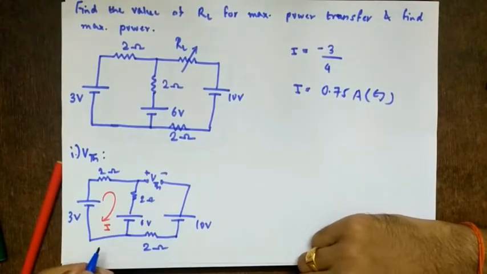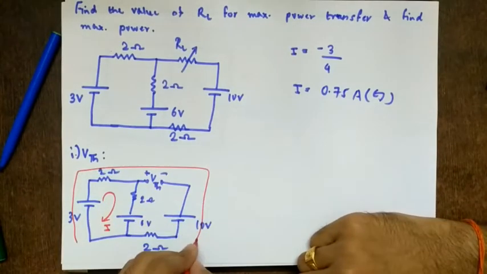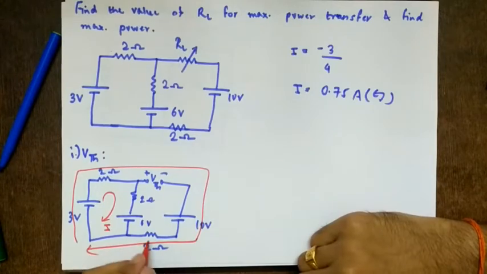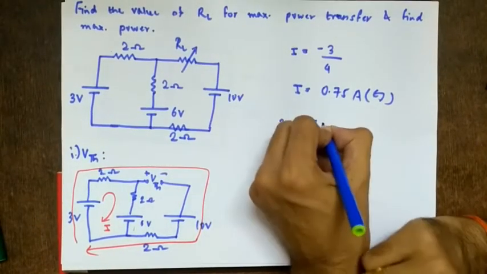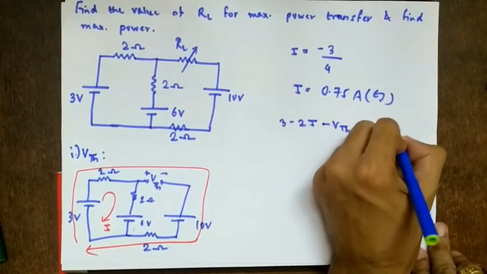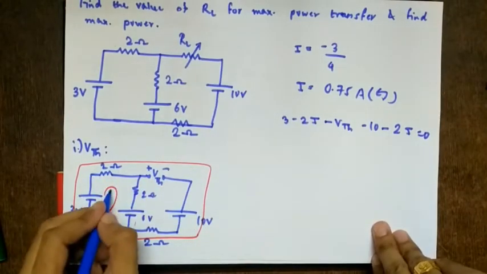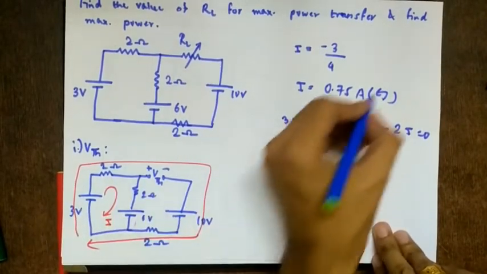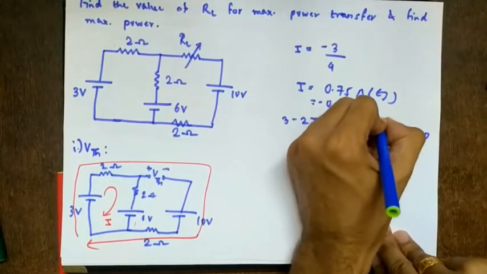So now I have to find VTH. Right? So how to find VTH? I can take this outermost path, but I'll have to take this also because there is a 2 ohms here. Otherwise, you can take this path. Right? So 3 minus 2I minus VTH minus 10 minus 2I equal to 0. Now I am taking clockwise direction. So current I have taken clockwise, while this is for anti-clockwise. So for clockwise it is minus 0.75 ampere.